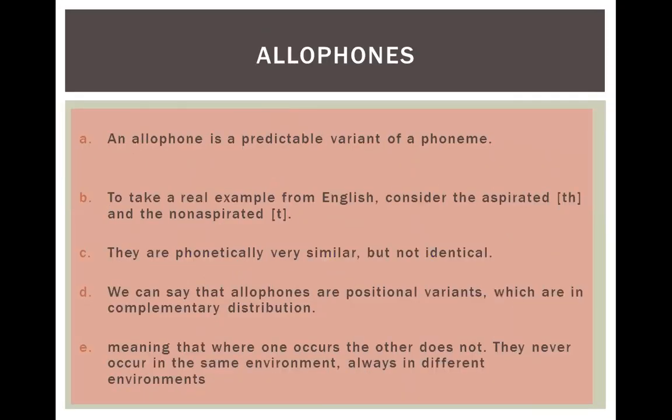When it comes to allophones, an allophone is a predictable variant of a phoneme. To take a real example from English, consider the aspirated th and the non-aspirated t. They are phonetically very similar but not identical. We can say that allophones are positional variants which are in complementary distribution, meaning that where one occurs, the other does not. They never occur in the same environment, always in different environments.